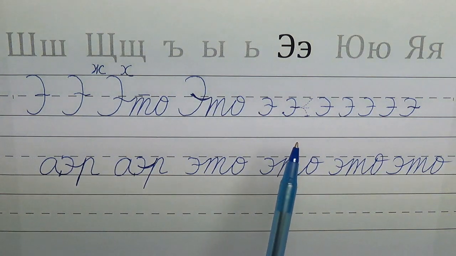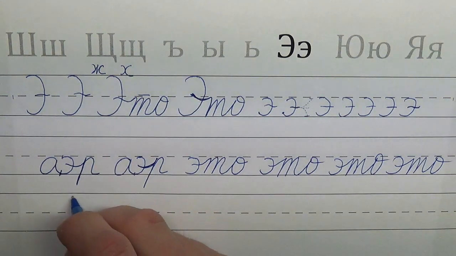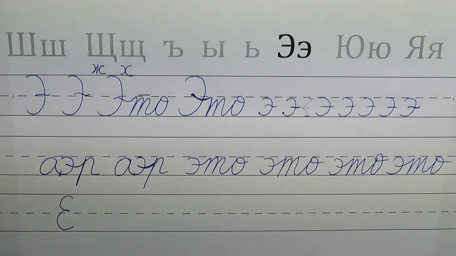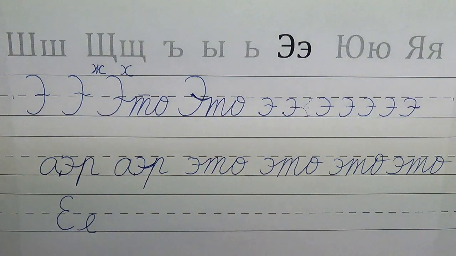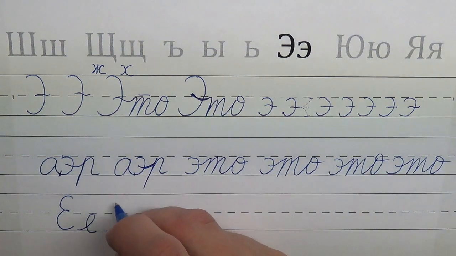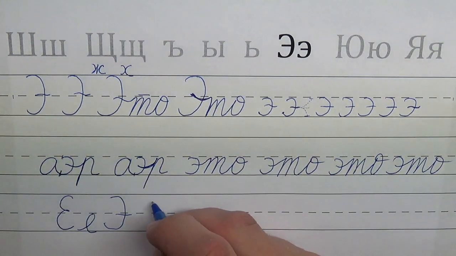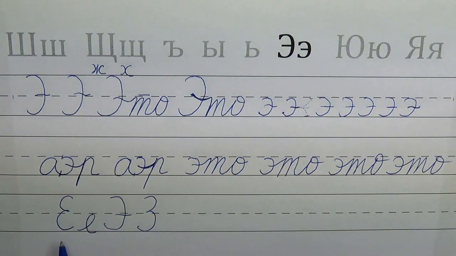Not to be confused with е, which faces the other direction, or з. Let me point out the differences here. So this is е, lowercase. This is э, and this is з. So е, э and з.